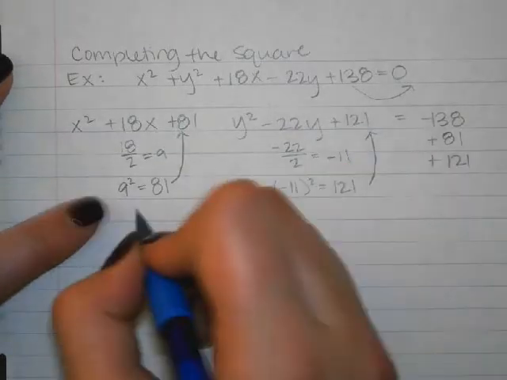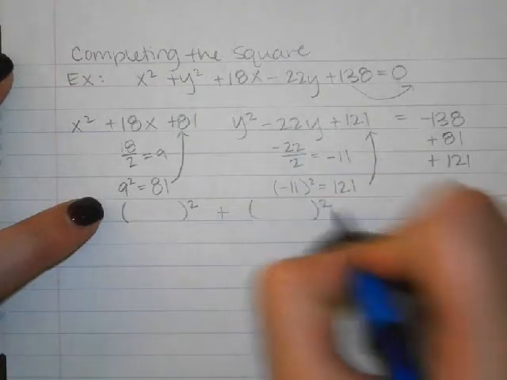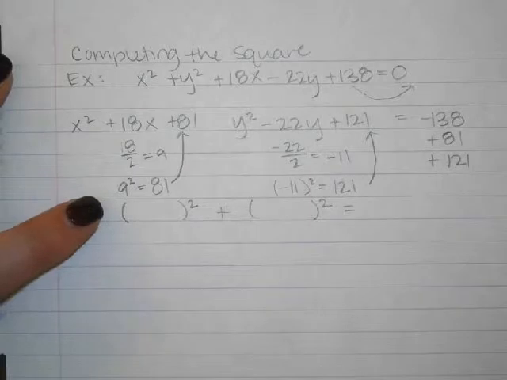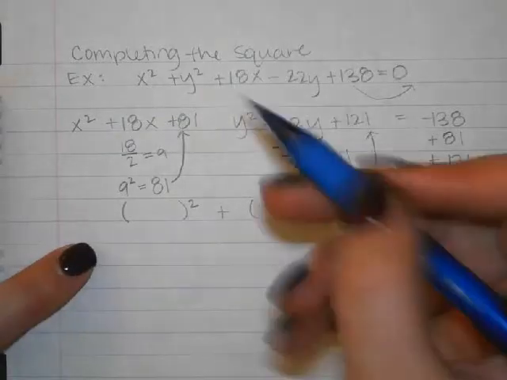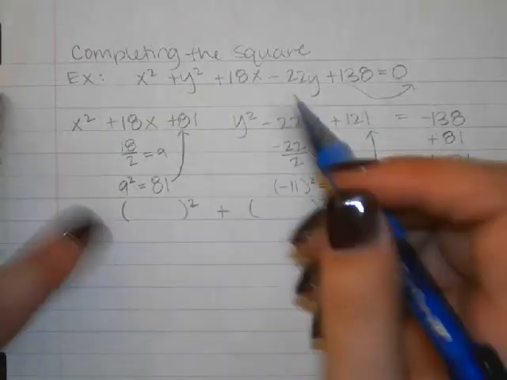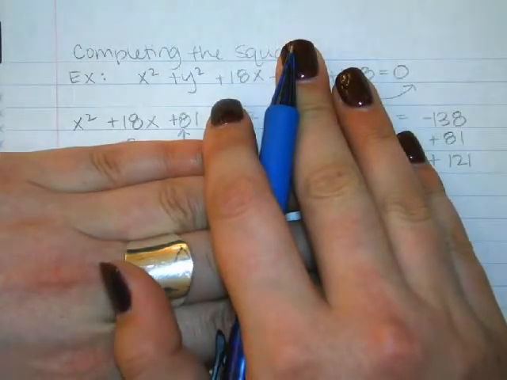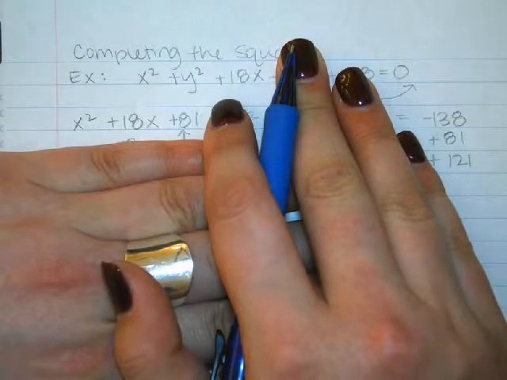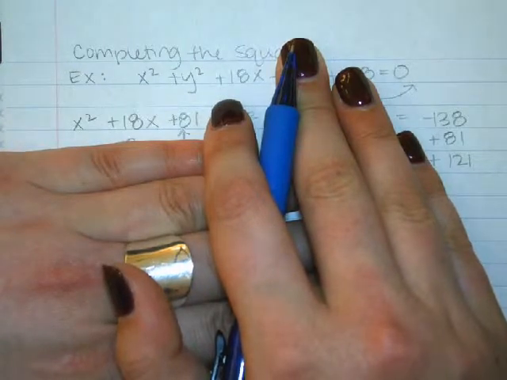And what I'm going to end up with is something squared plus something squared equals a number. And once I have that, I have my equation in my standard form, and it's ready to graph or find information from. Okay? So when you put this in the parentheses, you have to think about what would happen if you factored x squared plus 18x plus 81. So you'd be looking for two numbers that multiply to 81 but add to 18, and that would be 9 and 9. You'd have x plus 9, x plus 9.